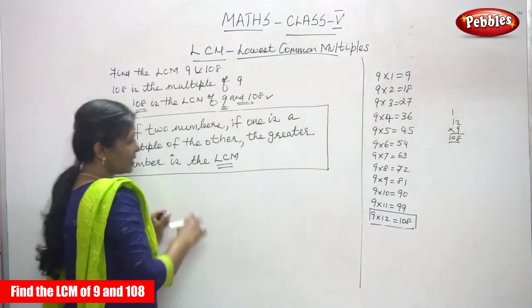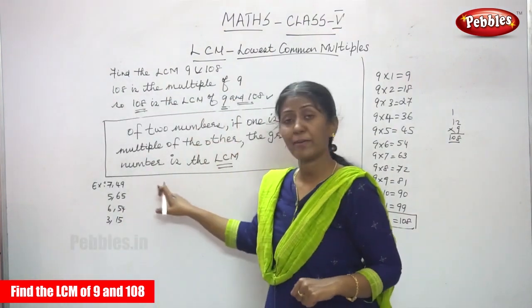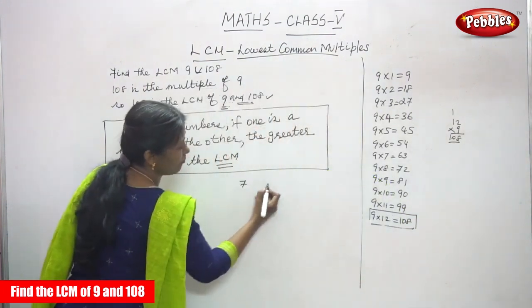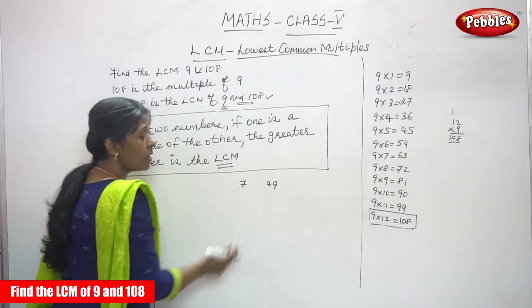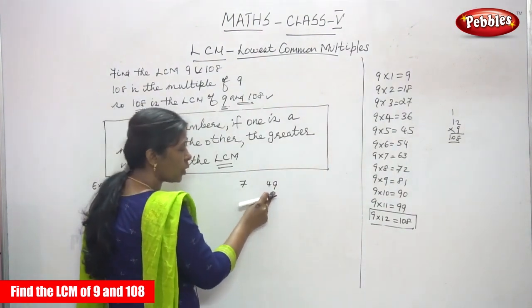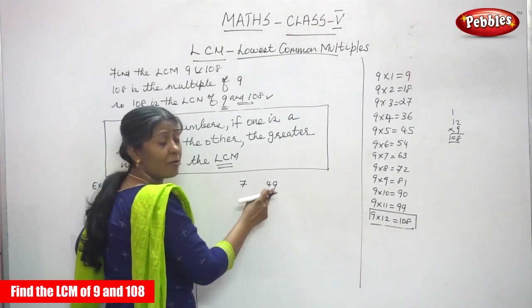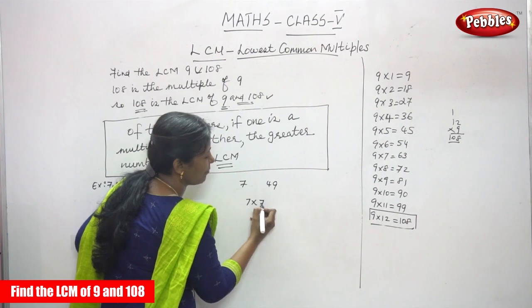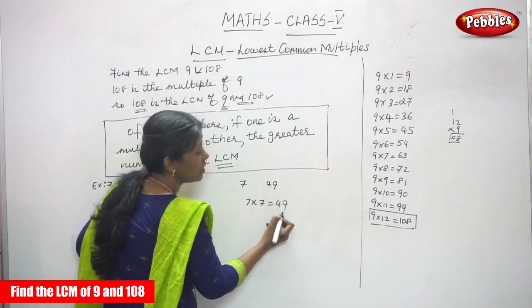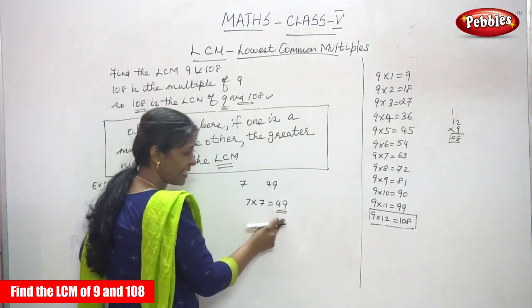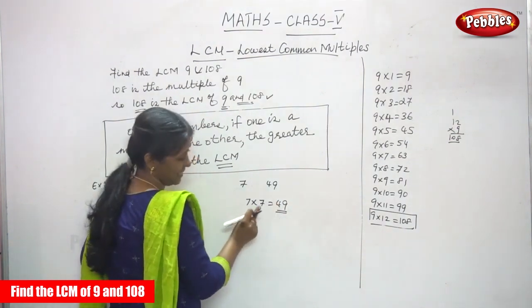That's all. So the next example is 7 and 49. So 7 is one number and 49 is another number. So 49 is the multiple of 7. How could you say 49 is the multiple of 7? Because 7 into 7 you can get 49. So 49 is the multiple of 7.